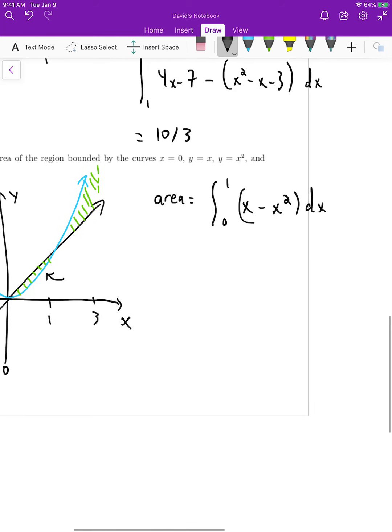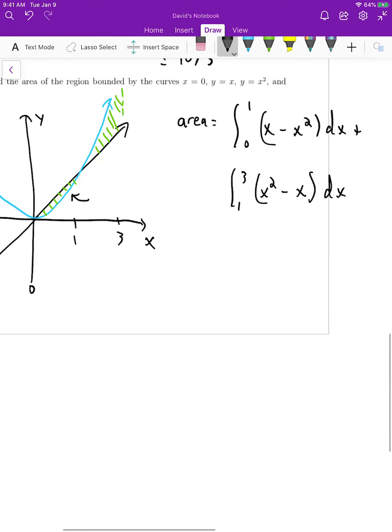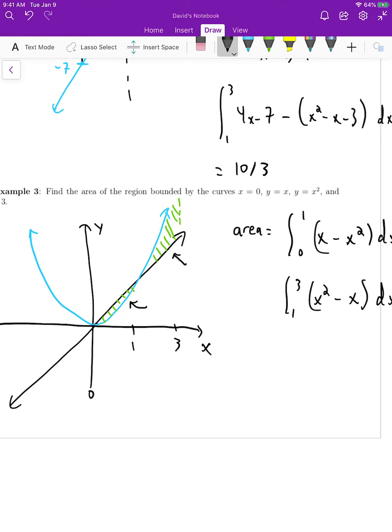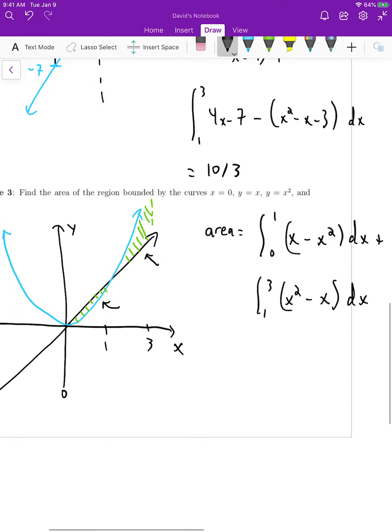And then you have to add to that the integral from 1 to 3, x squared minus x dx. Take into account that the x squared and x curves sort of swap places. So that second integral picks up that green area. So all that to say is sometimes if you have an area trapped between 2 curves, you might not get a single integral that handles that. You might need a couple or maybe even 3 or 4. I don't know. It depends on how often the top and bottom curves sort of switch roles.